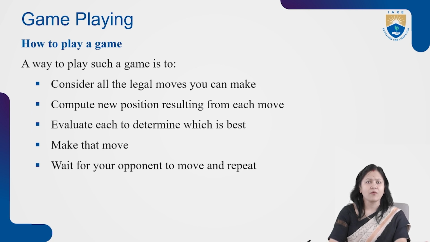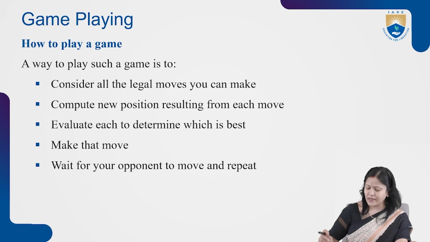Now, let me discuss how to play a game. Everybody knows, if you ask a small kid also, he or she may know how to play a game. A way to play such a game is to consider all the legal moves you can make. These are nothing but the procedure of how to play a game. Then compute the new position resulting from each move. Evaluate each to determine which is the best one, make that move, wait for your opponent to move, and repeat. So this process gets continued to complete the game.